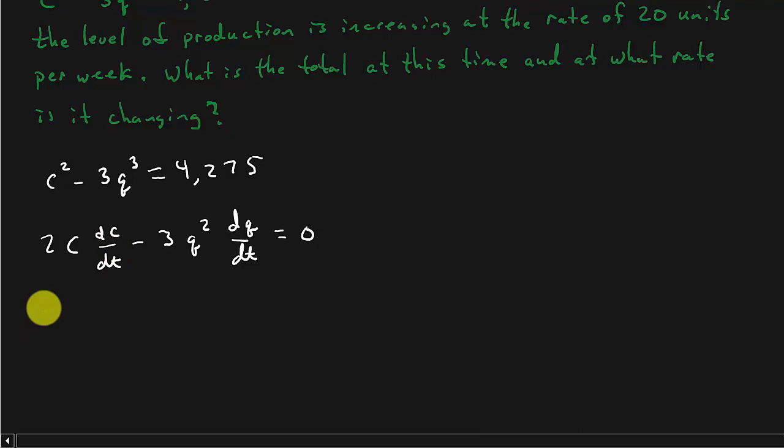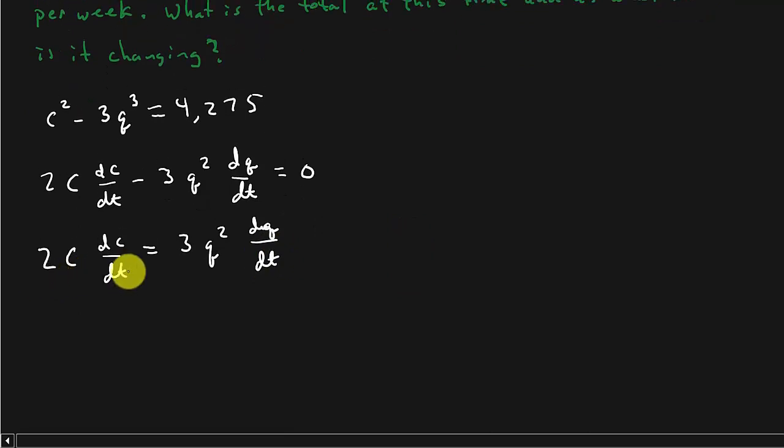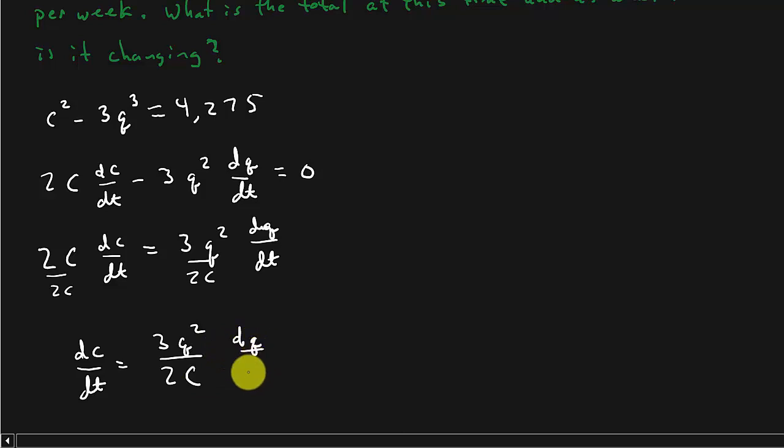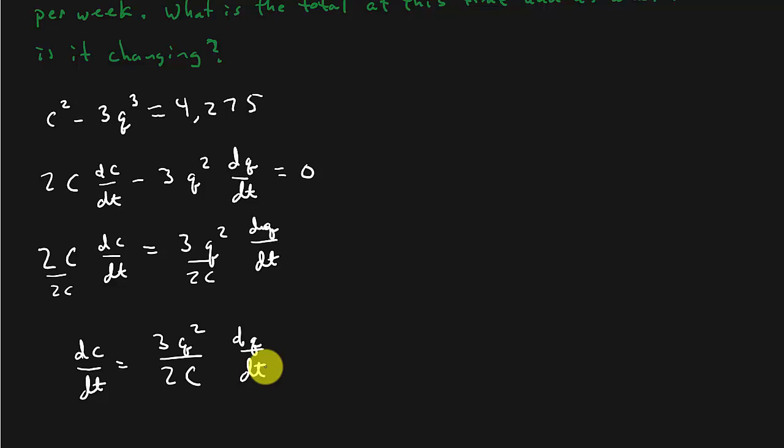So I've got 2c dc/dt equals 3q squared dq/dt, and then divide both sides by 2c. So I get dc/dt is equal to 3q squared over 2c, times dq/dt. So there's my derivative.